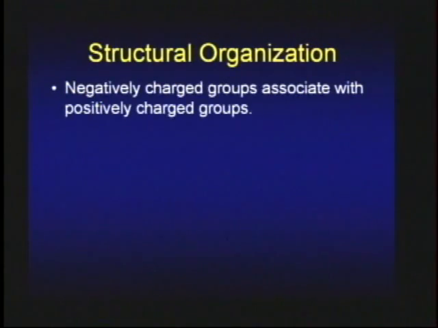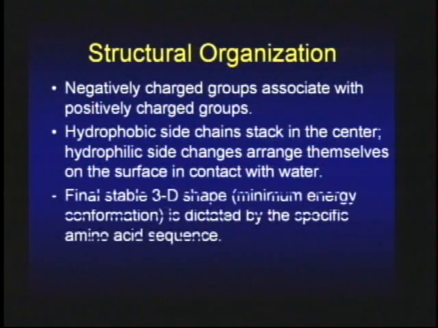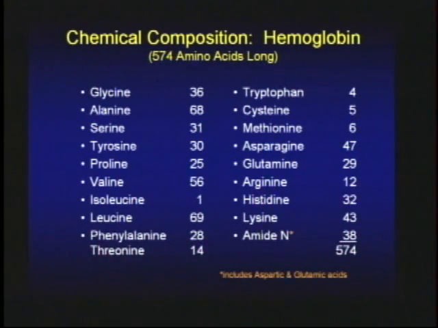And then that chain will fold upon itself because of the chemical and electrical charges into a 3-dimensional machine that is to do some particular function. Let's take one example. Let's take hemoglobin. Your hemoglobin is 574 amino acids long. These 574 amino acids have to be in the right sequence. You have 36 of these are glycine, 68 are alanine. Of the 20 different types, you have a total of 574.